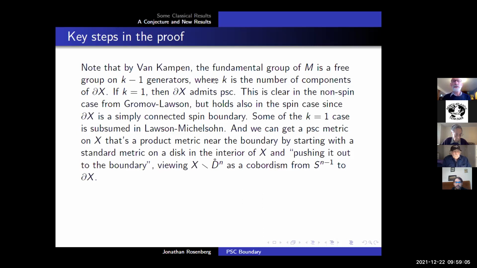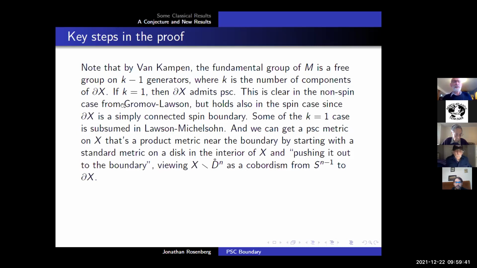For example, if k is equal to 1, then the fundamental group of the boundary is trivial, and the double is simply connected. That's like the case of a disk where the boundary is a sphere of dimension at least 2. If X is a disk and its boundary is a sphere of dimension at least 2, then the double is a sphere, so the double is simply connected.